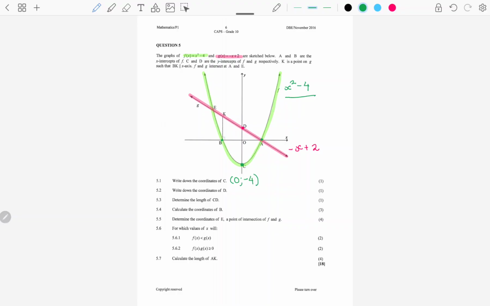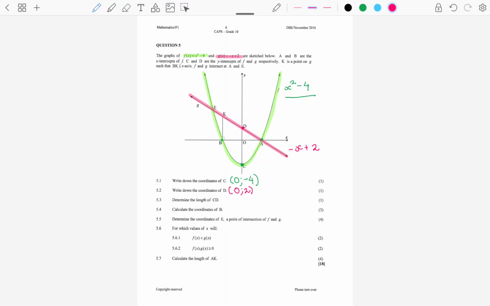Now they want us to write down the coordinates of D. So D is the y-intercept of the pink graph. As I said before, we make x 0. That will leave us with a y value of 2. So that's the coordinates of D.